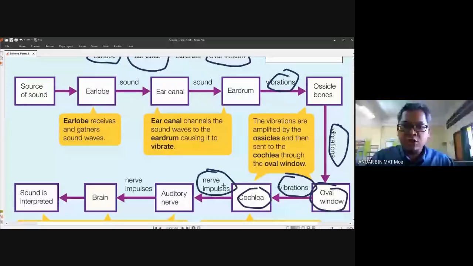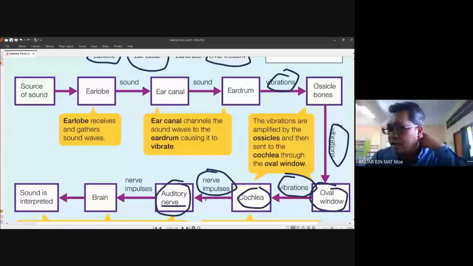The auditory nerve is just a wire lah, it's like a wire only. It's like there is one wire cable that connects the ears to the brain. This one, it's like there is just one wire here. It's just like a wire here.